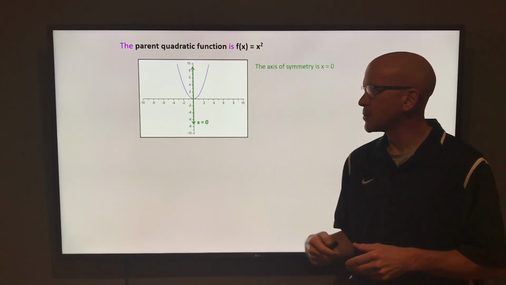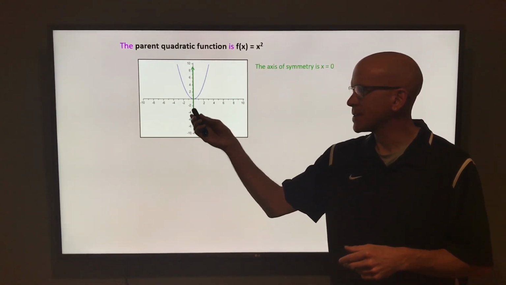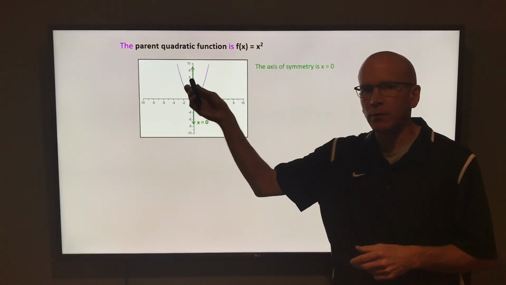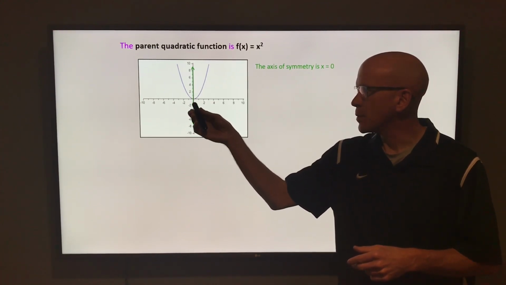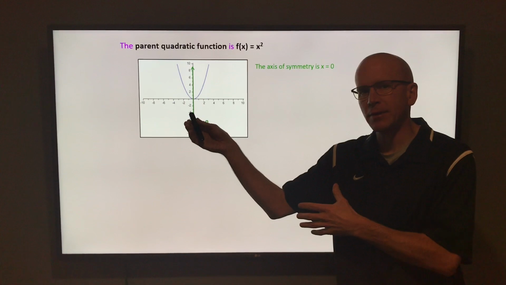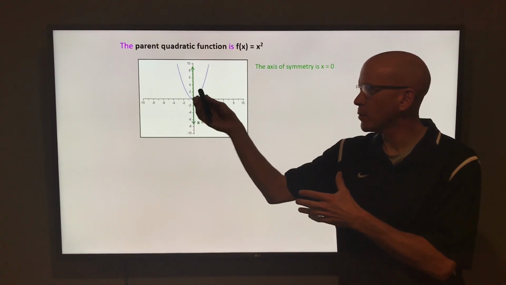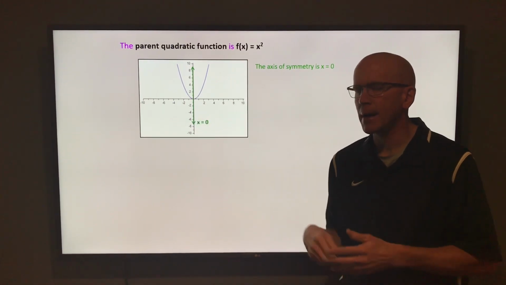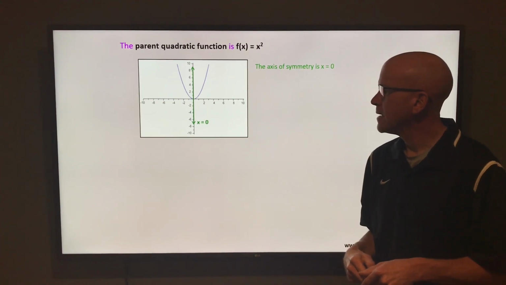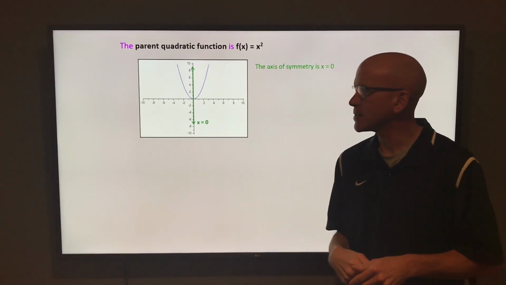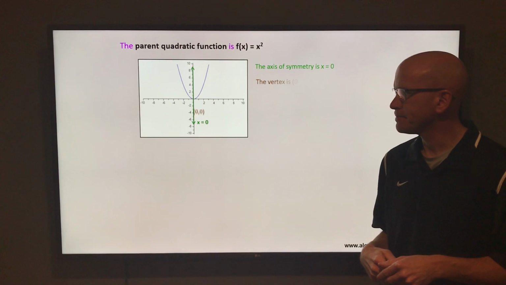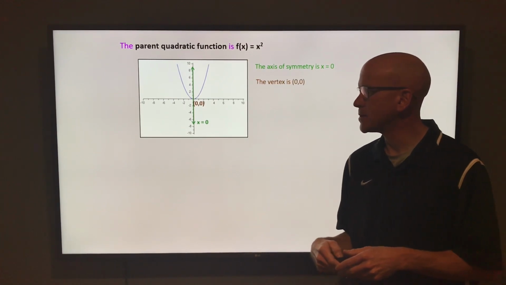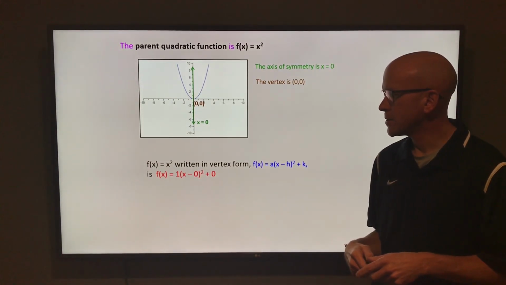The axis of symmetry on that parent quadratic function is x equals 0. It's the vertical line that goes directly through the vertex. So x equals 0, it's not really in the graph, but you have to know it's there. That's the vertical line that separates that parabola into two mirror images. So the axis of symmetry is x equals 0 on a parent quadratic function. It goes through the point (0, 0), which is the origin.